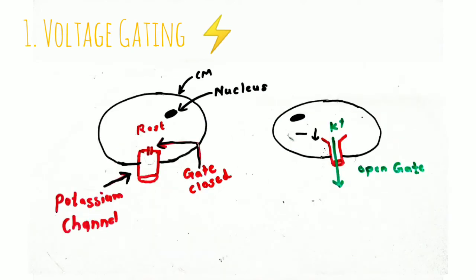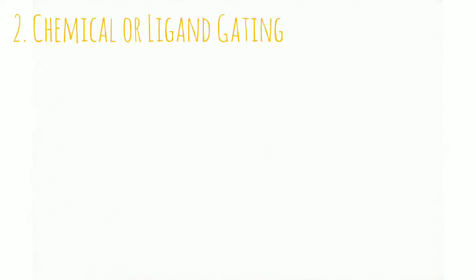For the potassium channel, the gate is present at the inner side of the channel. So when the cell is at resting membrane potential, the opening is closed. When the interior of the cell becomes less negative, the gates open and potassium ions start moving outside, meaning potassium efflux occurs.